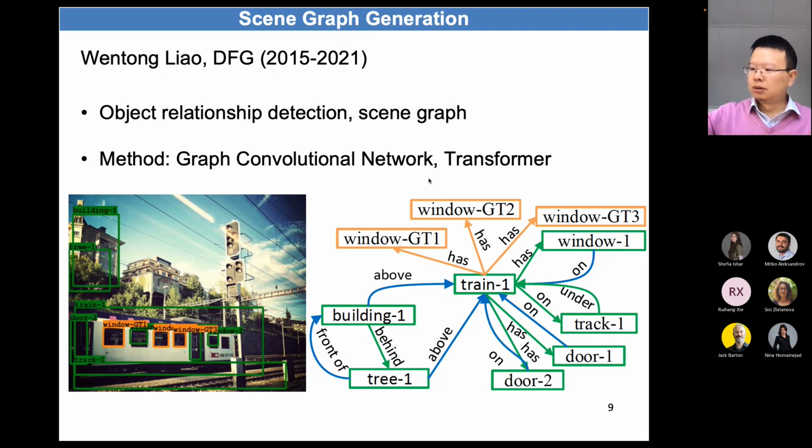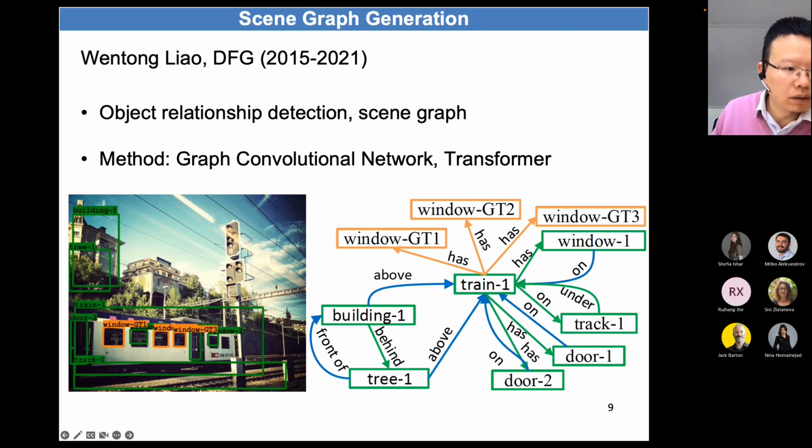This is most likely the object detection you are familiar with. While on the right side, it's not only detection. For example, here you see the train has window, right? Train has window GT1, window GT2, window GT3. So it's a kind of relationship. It's also a kind of spatial relationship. For example, building one is behind tree one.